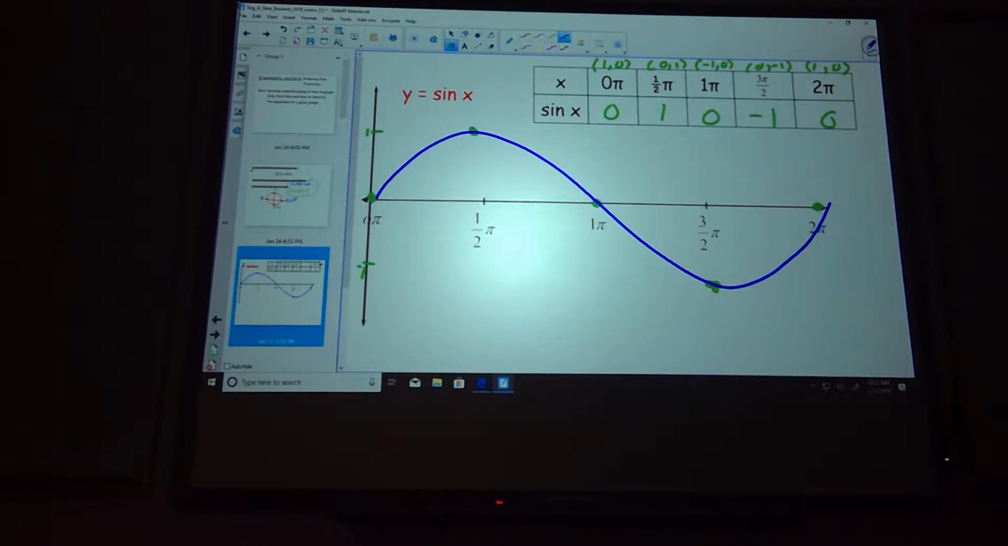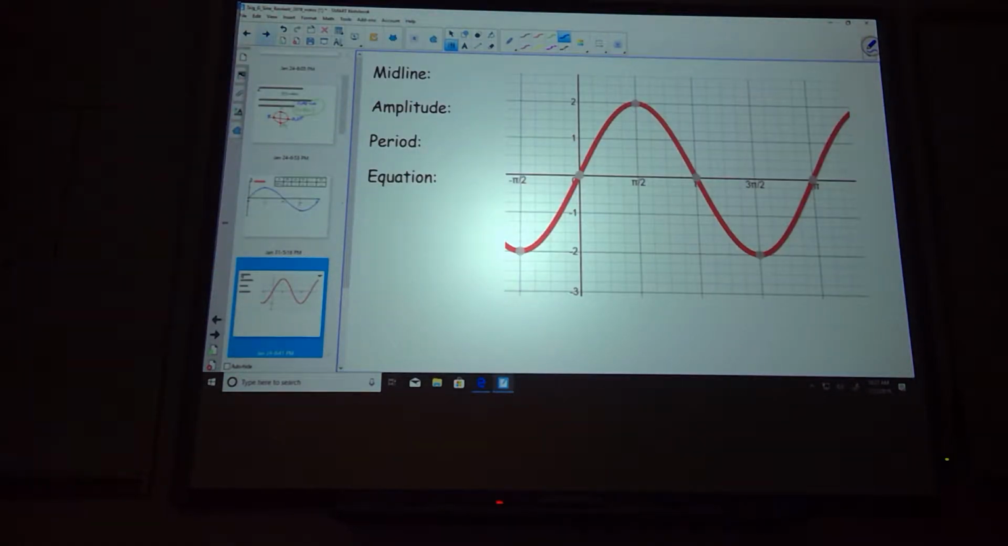It has maximums, it has minimums, it crosses the x-axis. Yay. Any questions on that so far? Good? All right, can I move on? Yep. All right. Okay, so we're going to take a look at this one.